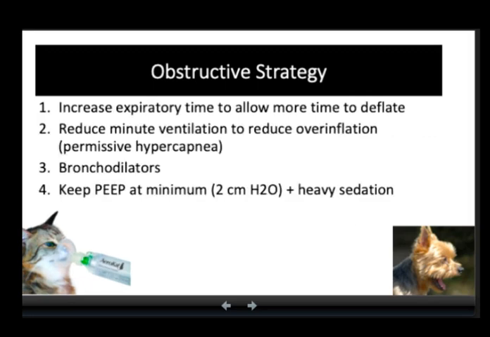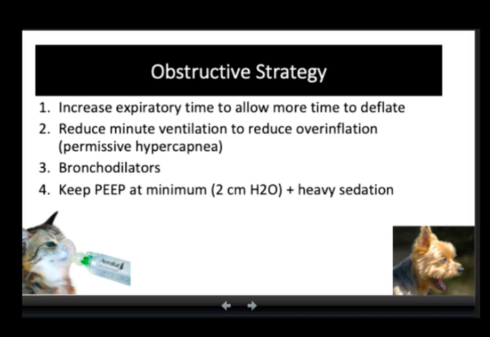Since the main problem is inability to deflate the lungs, the most helpful intervention during mechanical ventilation in these patients is an increase in expiratory time to allow them more time to deflate. Another way to combat their overinflation is to reduce their minute ventilation. Sometimes that will result in permissive hypercapnia, similar to the lung injury strategy. The use of bronchodilators is important to address their underlying condition.